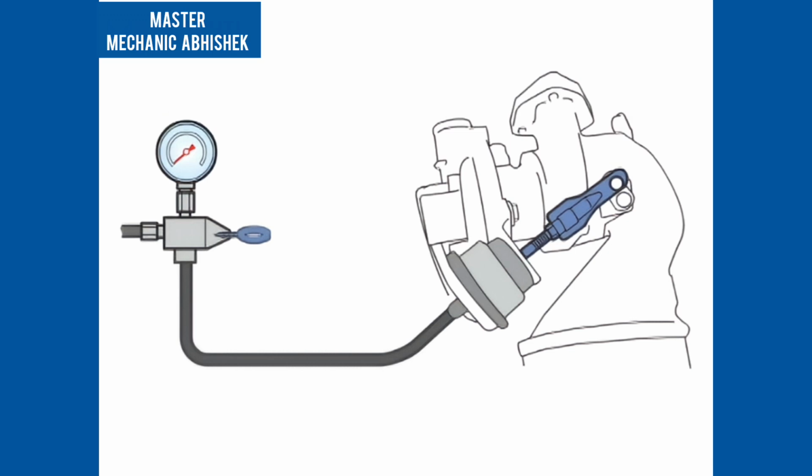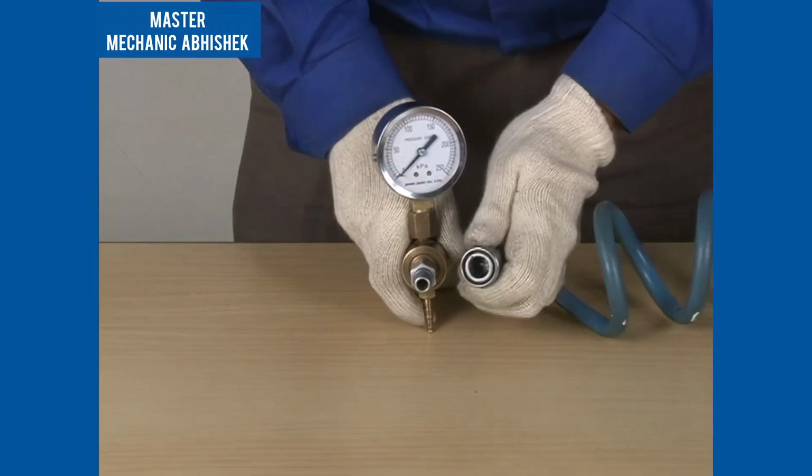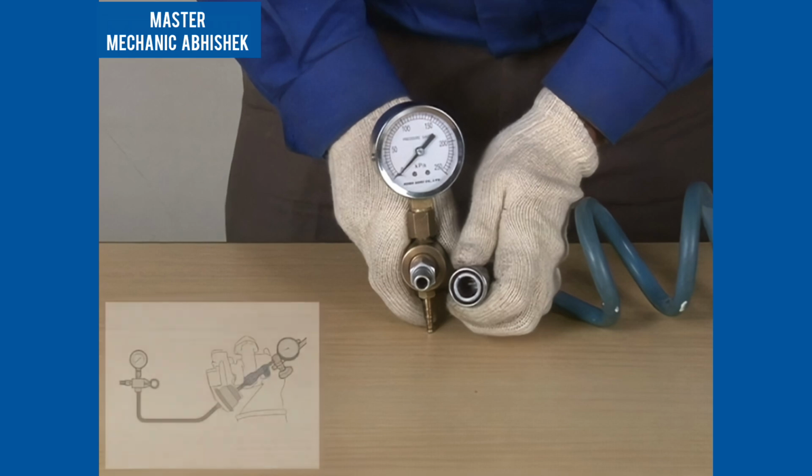Close the air pressure valve of special tool fully. Connect the compressed air line to the special tool.